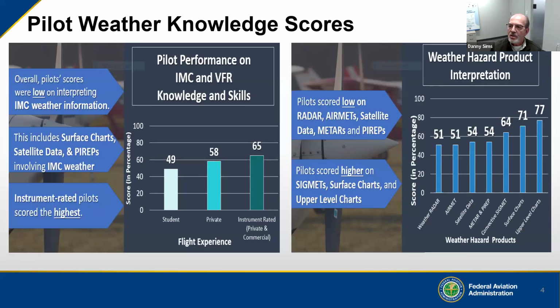On the right-hand side are some scores for some specific weather products. And you can see somewhere around the 50% range, for example, weather radar and air mets and the interpretation of those on the left, and then getting up to 77%. Again, some improvement, but overall, not what you would necessarily want, especially since weather is so critical to flight operations.